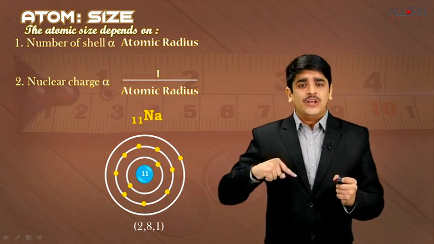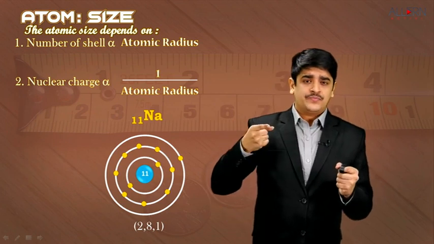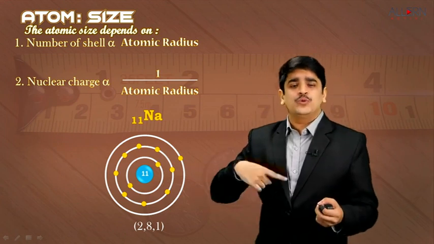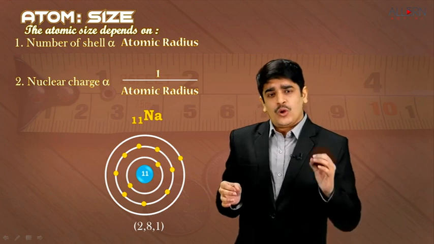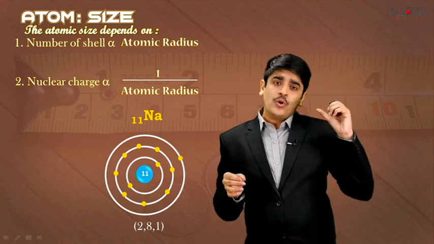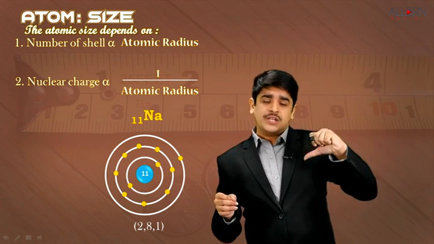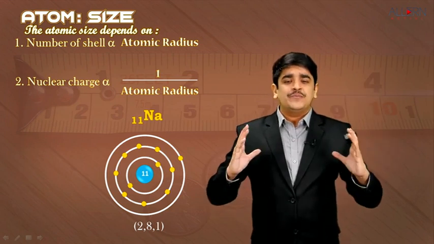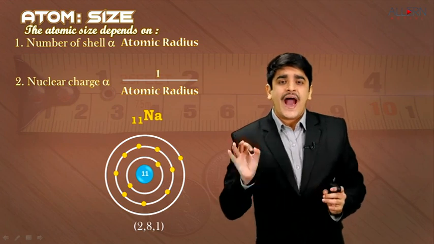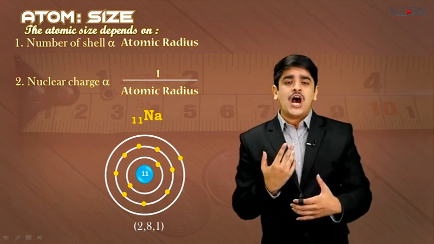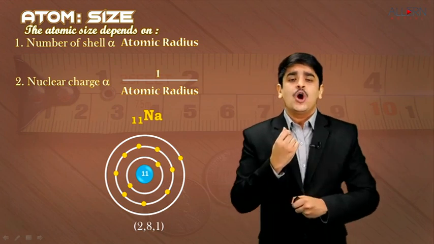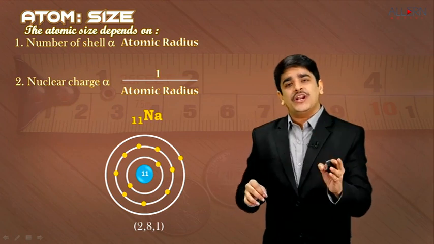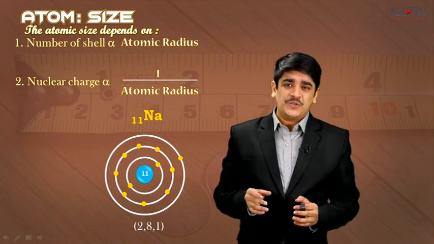Why? Because when the nuclear charge increases, the force of attraction between the nucleus and the outermost shell is going to increase. The more the force of attraction, the more the electrons are drawn towards the nucleus, and because the electrons are drawn towards the nucleus, the atom is going to shrink, as a result of which the atomic radius is going to decrease.